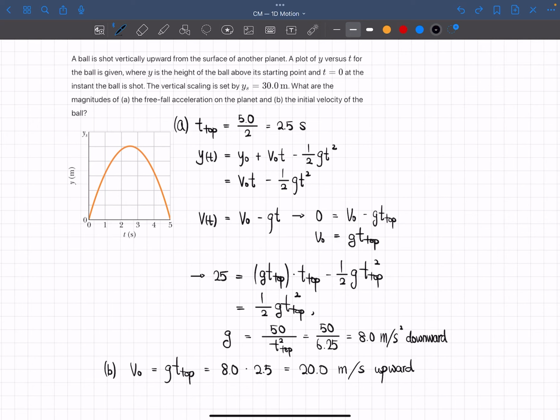So on this planet, we know that the free fall acceleration is 8.0 meters per second squared downward, and the launch speed of the ball is 20 meters per second upward. So that would conclude this entire question. This is an interesting example of how much you can get just from a graph and the kinematics equations alone.